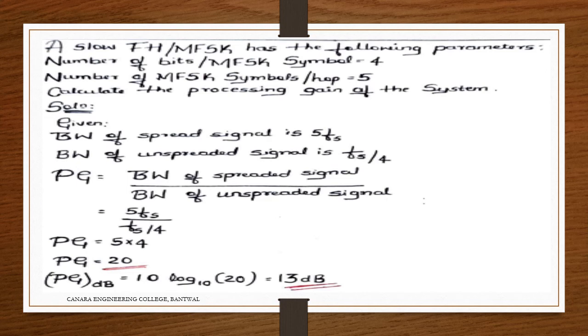Then the bandwidth of the spread signal divided by the bandwidth of the unspread signal. So that is 5 fs divided by fs by 4. So PG is equal to fs by fs cancels, 5 into 4 is 20. But this is in terms of our normal value, so we always have to represent it in decibel form. PG in decibels is equal to 10 into log 10 of 20, that is 13 decibels.